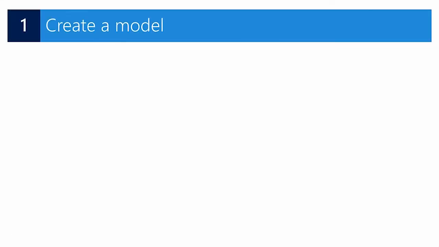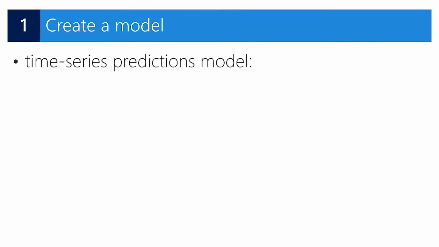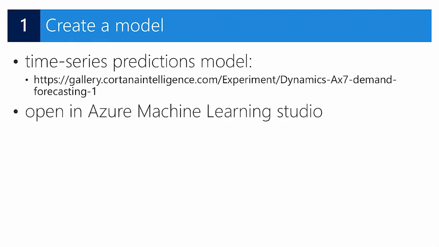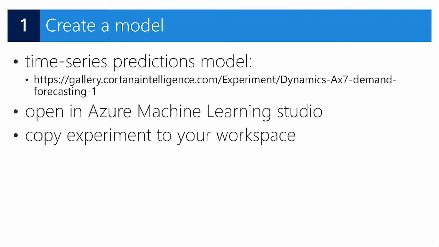With this release, Dynamics NAV enters the world of machine learning, and the first step of this journey is to bring the time series API to Dynamics NAV developers. There is a publicly available model prepared by the Microsoft ERP team aimed at time series predictions. In this first step, we'll see that with a few clicks, we can create a model from a public template. So we'll use this model and open it in the Azure Machine Learning Studio. Then we'll copy the experiment to our personal workspace and validate the experiment.